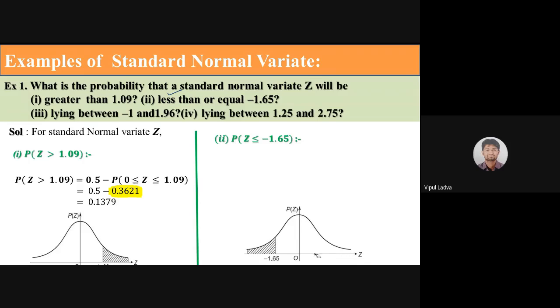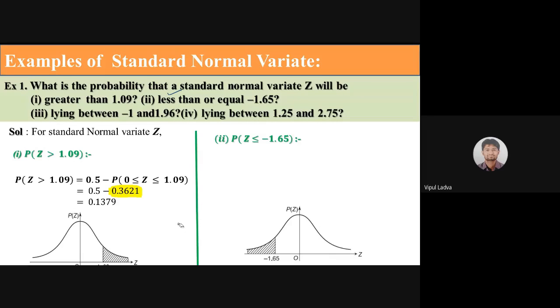This is my standard normal curve, whose peak will always be near 0 because that is our mean. This particular point is -3. This particular point is +3. Is your mic on? Hello. Kindly mute yourself.